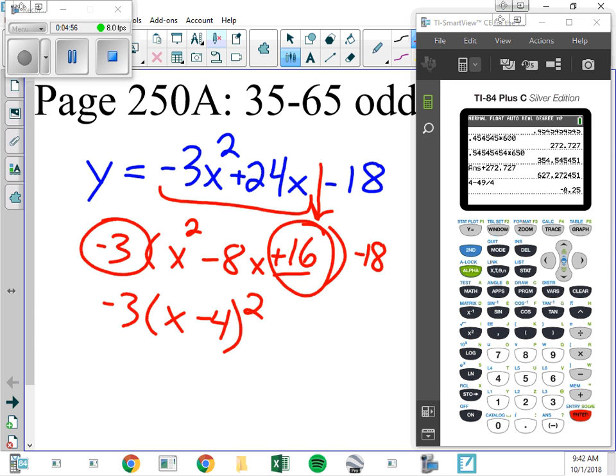To get that back, I need to add 48, and then I get plus 30. Now, whereas that graph, it's right 4, upside down, 3 times as tall, and then plus 30, which is kind of hard for me to graph. Okay, does everybody understand that? All right, let's do another one.